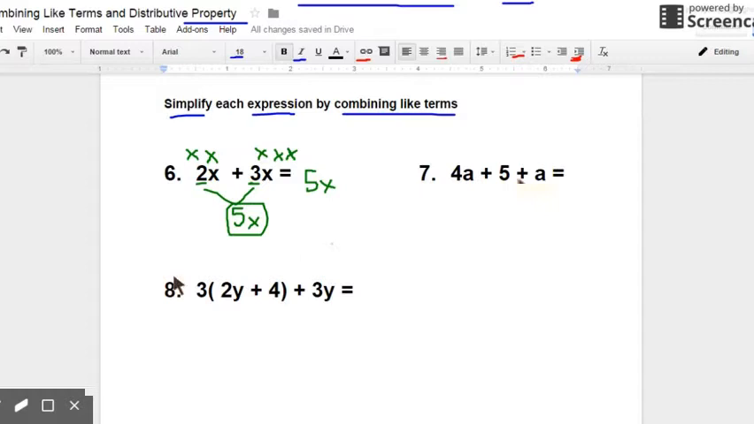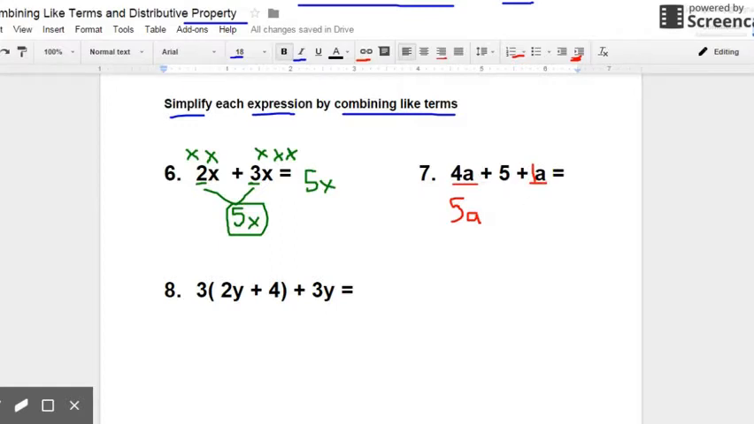So I want to combine these together. Here I have 4a. Remember, here I have 1a. How many a's do I have all together? Well, 1 plus 4 is 5a. So I took care of these like terms.